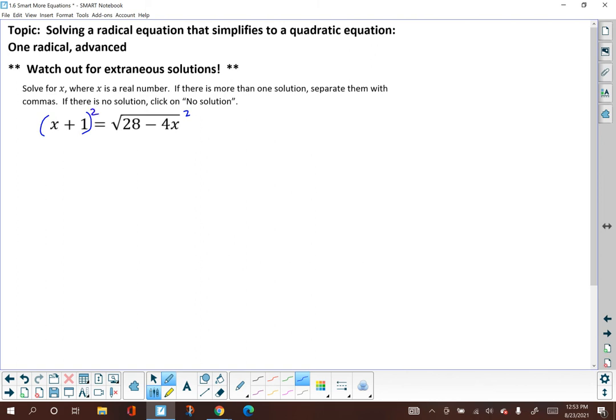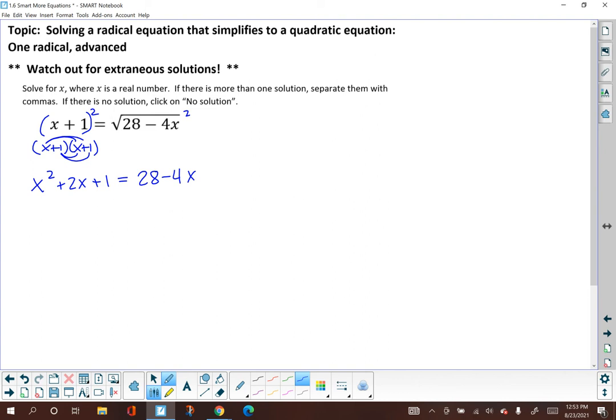But when we square that left side, we need to remember that powers like squaring don't distribute. An x plus 1 squared means that an x plus 1 is getting multiplied by another x plus 1. So that's x squared plus 1x plus another x for 2x total and plus 1 on the end. So we end up with x squared plus 2x plus 1 is equal to 28 minus 4x.